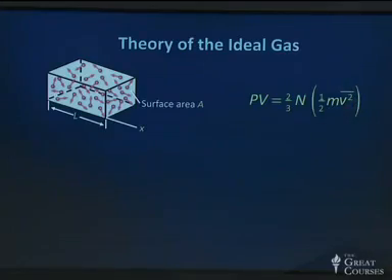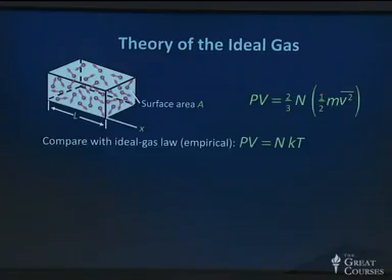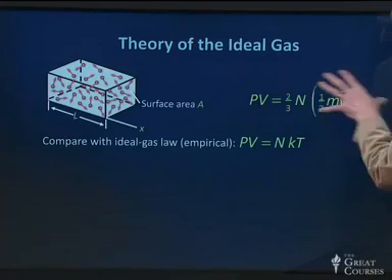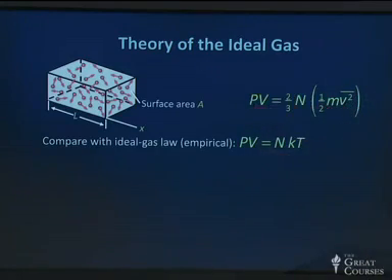That is the kinetic energy. In this case, that's the average kinetic energy. So there I am with PV equals 2/3 N times this term, which is the average kinetic energy. And let's now do a comparison with the ideal gas law. Both this theoretical result and the ideal gas law have PV on the left-hand side.